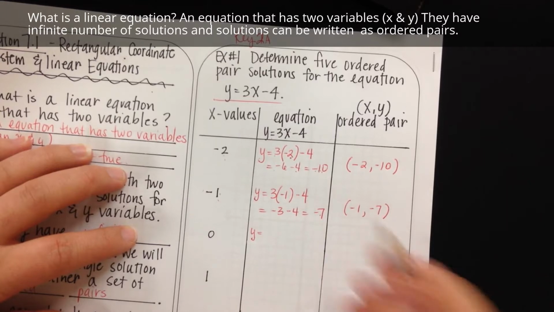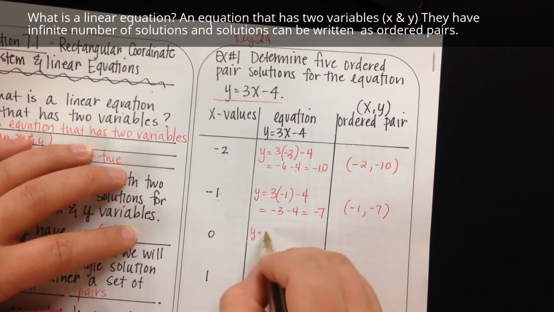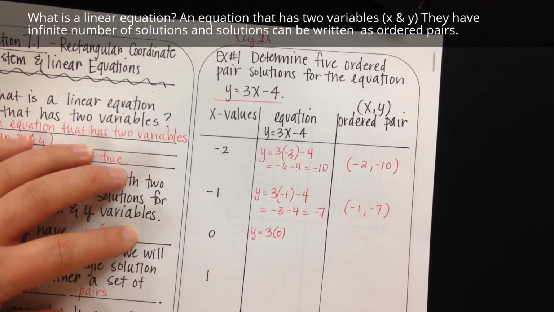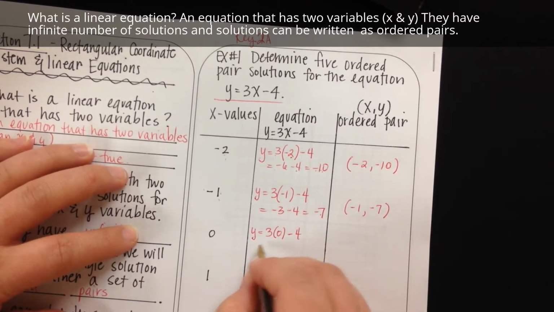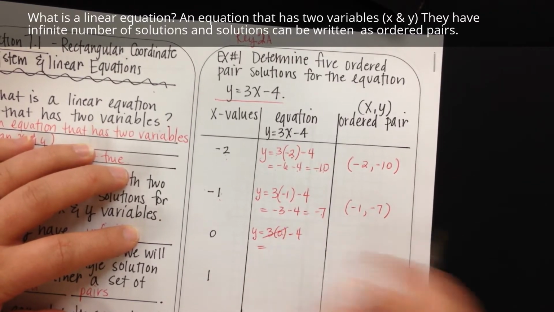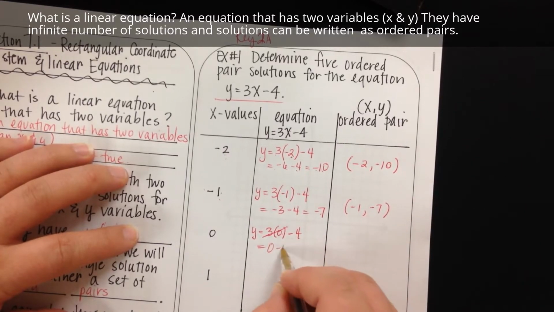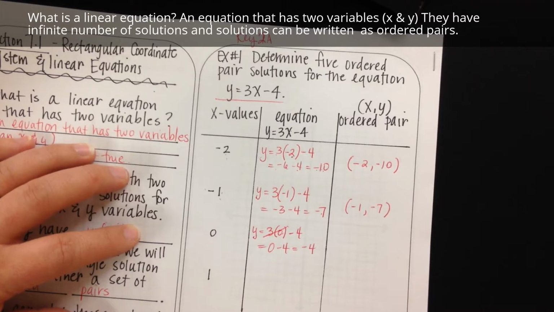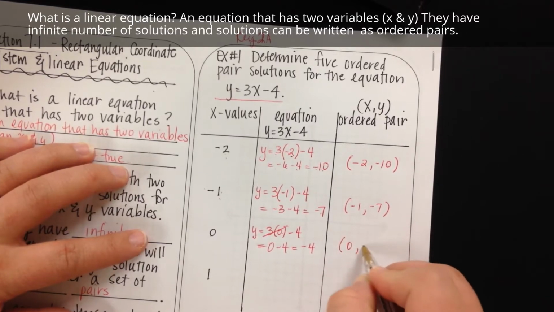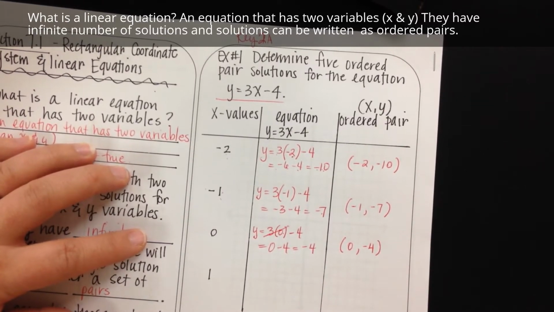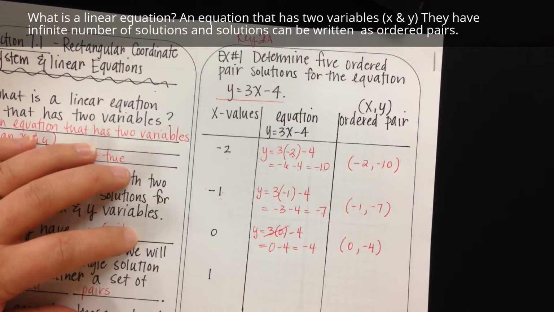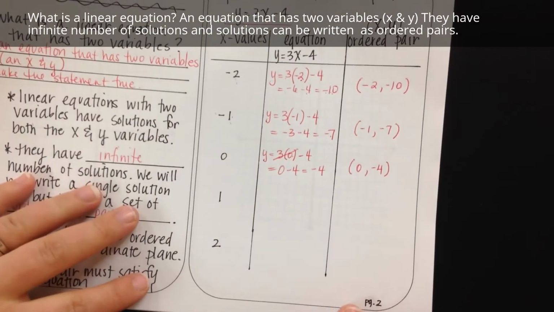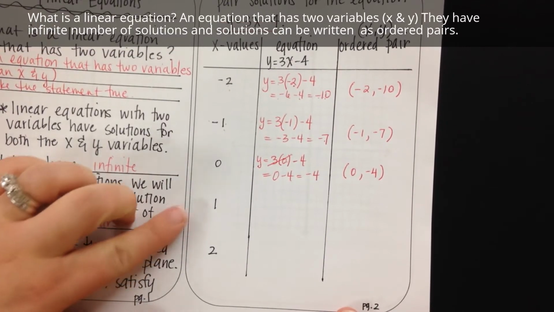Okay, we're going to do this for all 5 pairs. So, y equals 3 times, my x is 0, so I'm going to substitute that into the equation, minus 4. Now, 3 times 0 is obviously 0. Minus 4, my answer here will be -4. So my ordered pair is 0, -4. And all you're doing is substituting those values in for x. And let me know if I go too fast. I'll slow down.